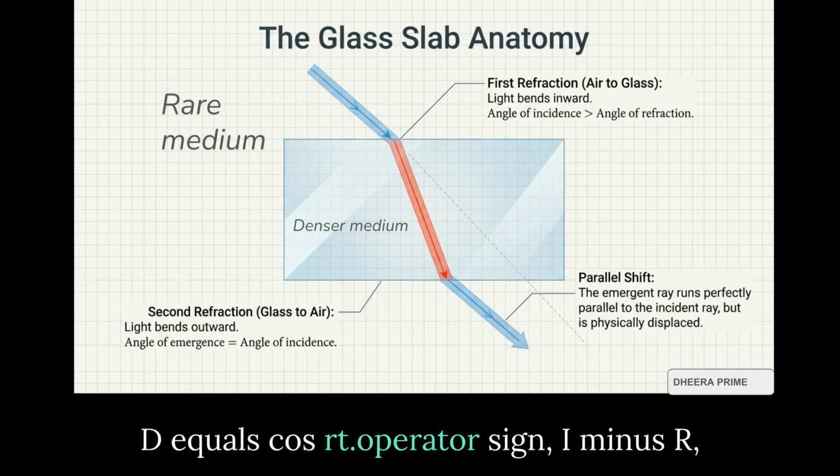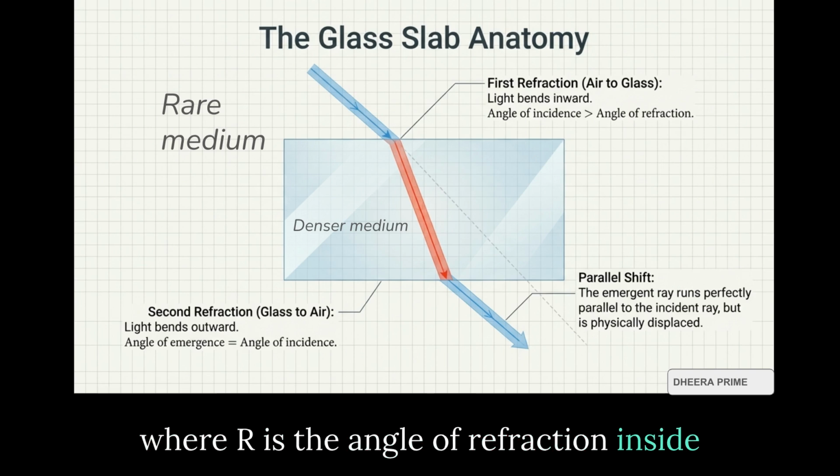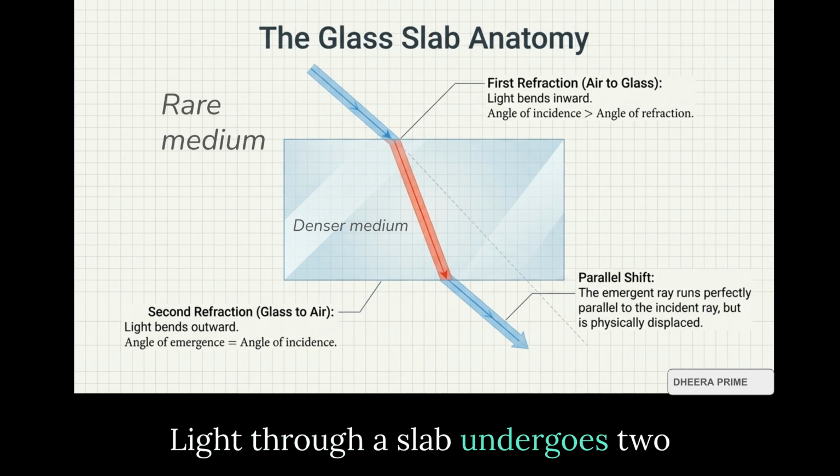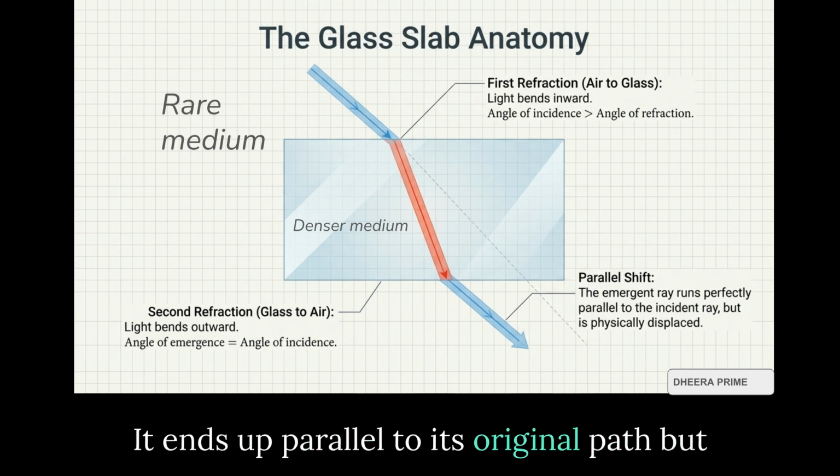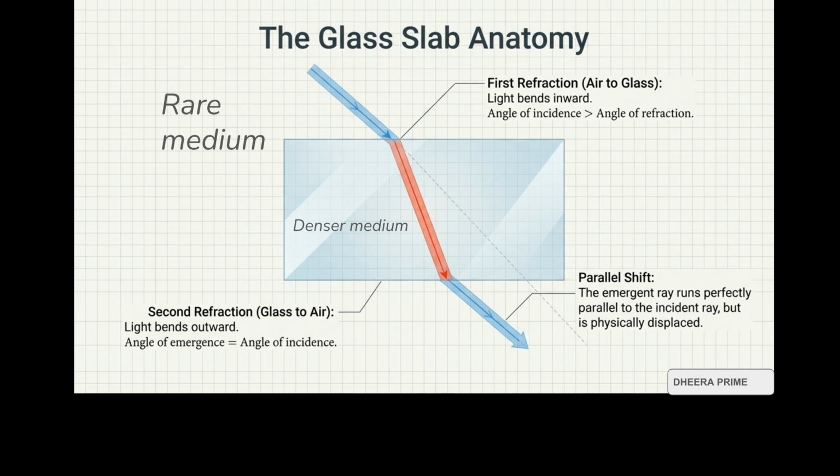D equals T cos R times sine of I minus R, where R is the angle of refraction inside the glass. Light through a slab undergoes two refractions. It enters, bends, exits, and bends back. It ends up parallel to its original path but shifted to the side.